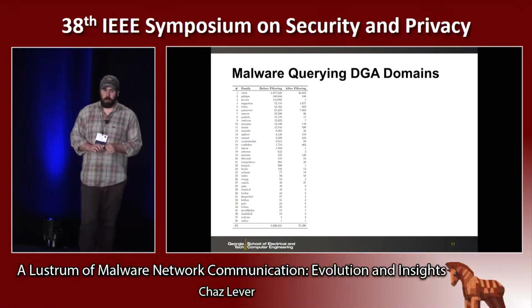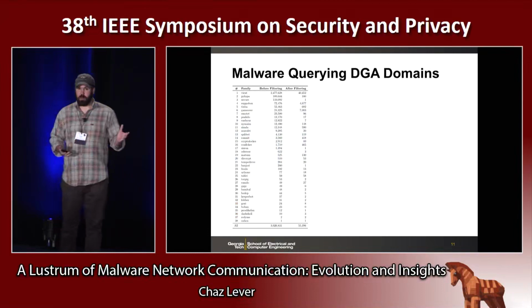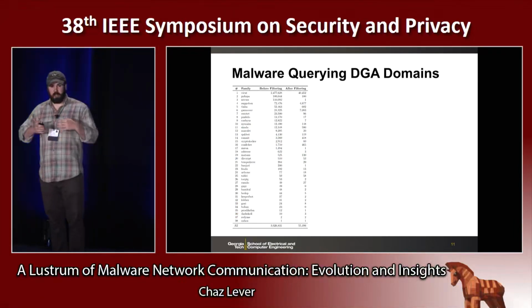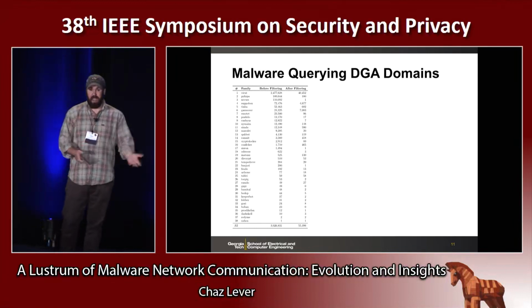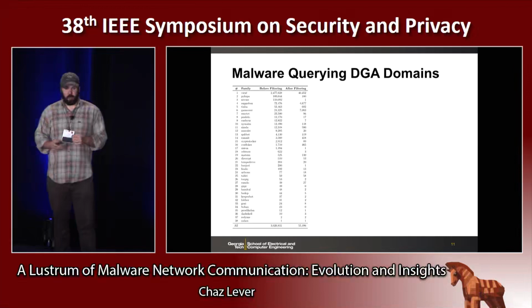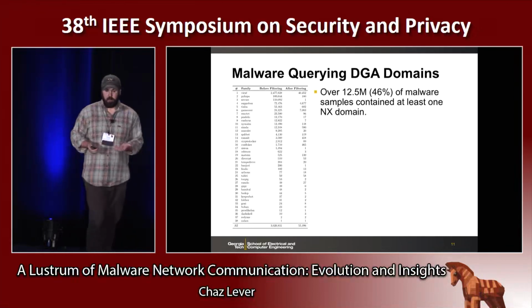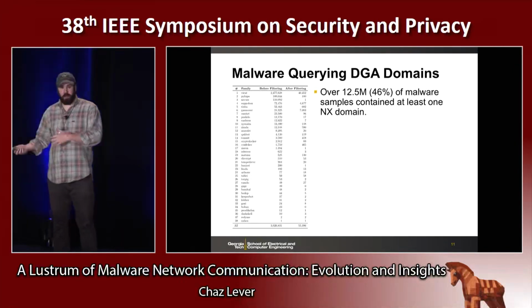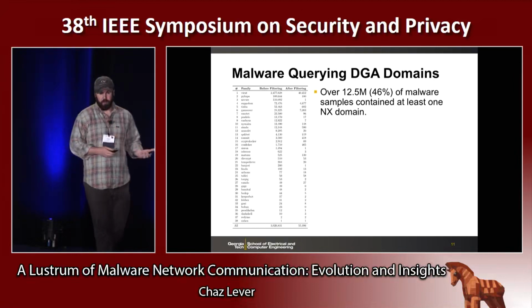Another thing we looked at was malware querying DGA domains. As you may recall, in the filtering step, we mentioned we removed NX domains because of this DGA effect. We wanted to see how many DGA domains we actually saw in our data set before and after filtering. One thing we noticed was that about 12.5 million of the malware samples contained at least an NX domain. So if we didn't do the filtering, we lost the ability to look for DGA domains in those.